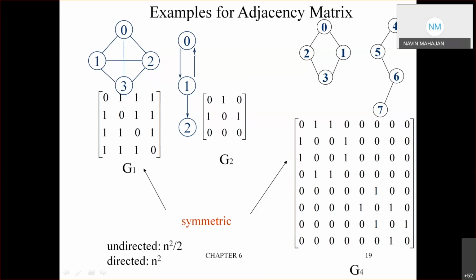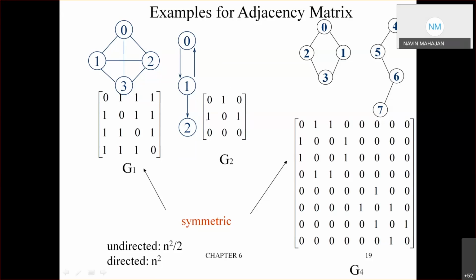What about the second one? Take the second graph, G2. Here the adjacency matrix will be 3 by 3, with 0, 1, 2. So 0 to 0, no loop, so it is 0. What about 0 to 1? As it is a directed graph, 0 to 1 I have an edge, so I will write it as 1. What about 0 to 2? There is no edge, so I will write it as 0.